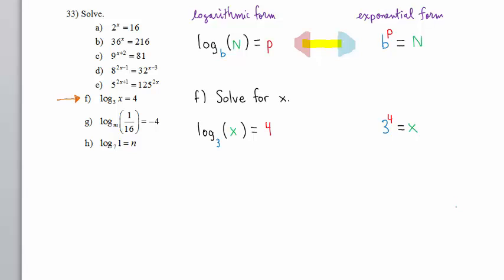We don't have to isolate x. X is already isolated. We merely need to compute x. And 3 to the 4th is 81. So our solution is x equals 81.